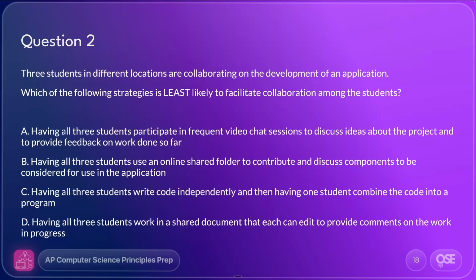Question 2. Five, 4, 3, 2, 1. The correct answer is C, because they aren't really collaborating in this case.